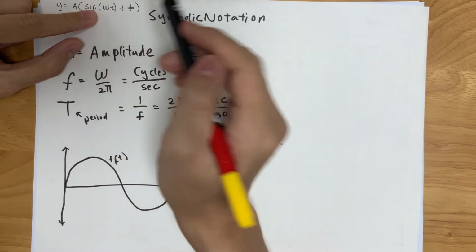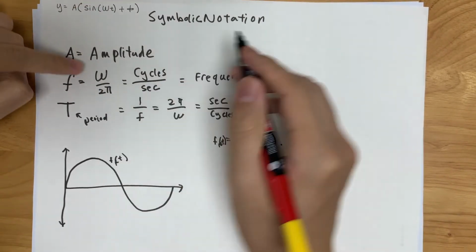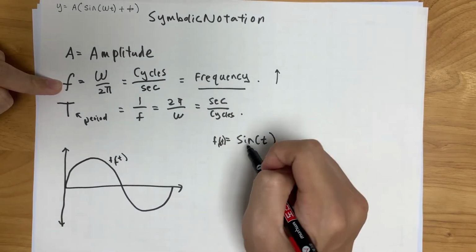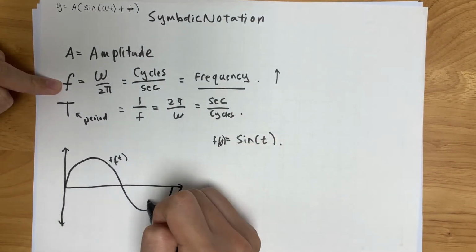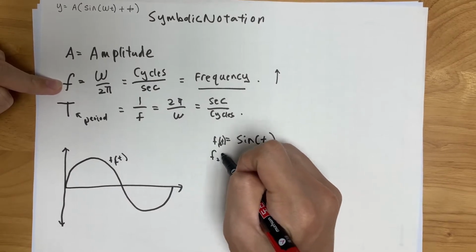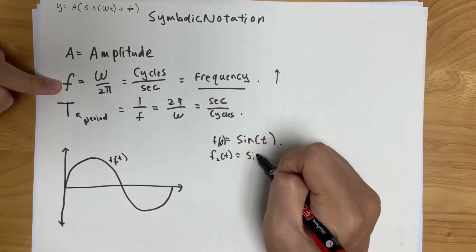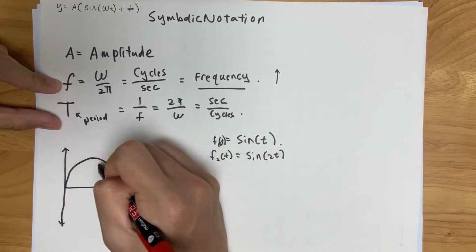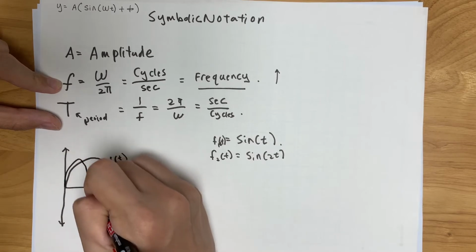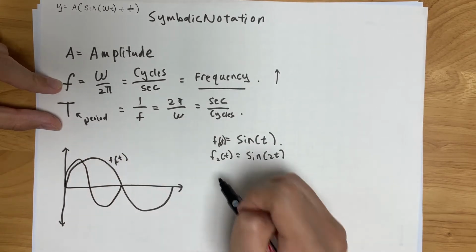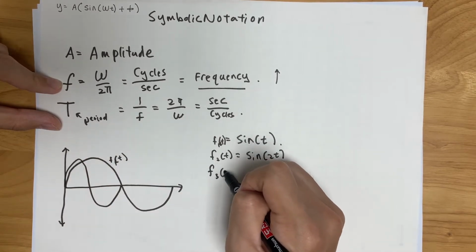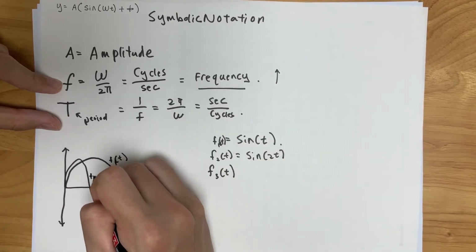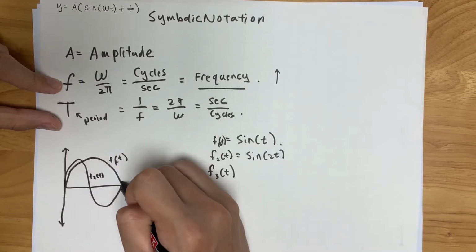So what this one will represent is that as omega increases, the frequency value will increase. For example, f of 1t is sine of t, and let's say f of 2t is sine of 2t. Then the graph will look something like this. And f of 3t, I'll do this later, f of 2t. And then like this.